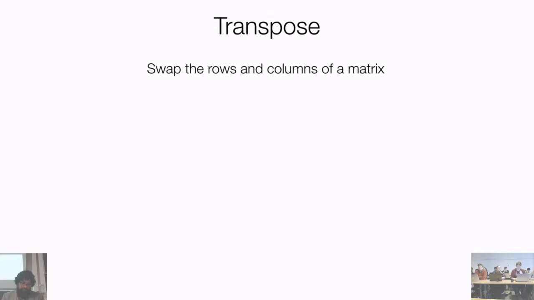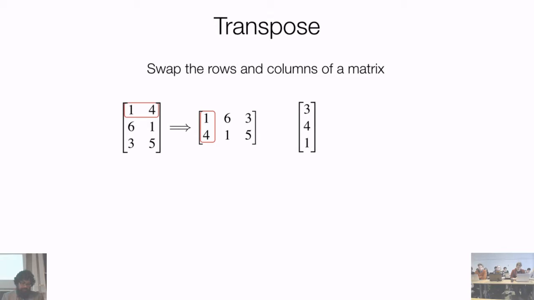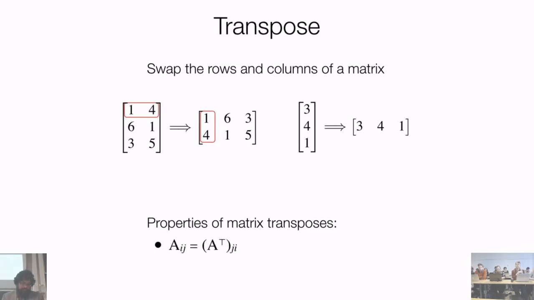Next, let's talk about the transpose operation. In a transpose, we swap the rows and columns of the matrix. So for instance, imagine this input matrix here. Its transpose looks as follows. And as you can see, the first row on the left, 1, 4, becomes the first column of the matrix on the right. We can do something similar in the context of vectors as well. Let's talk about 2 different properties of matrix transposes. The first is that A sub ij, the ij entry of A, equals the ji entry of its transpose.